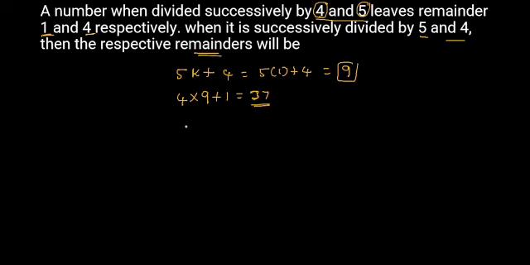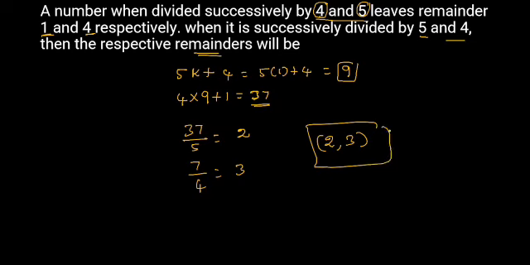Now 37 divided by 5, what is the remainder? 2 will be the remainder, and 37 divided by 5, what is the quotient? 7 is the quotient. Now the 7 has to be divided by 4. So when 7 is divided by 4, what is the remainder? 3 is the remainder. So the respective remainders are 2 and 3. So that is the answer for this question. We'll go for the next one.